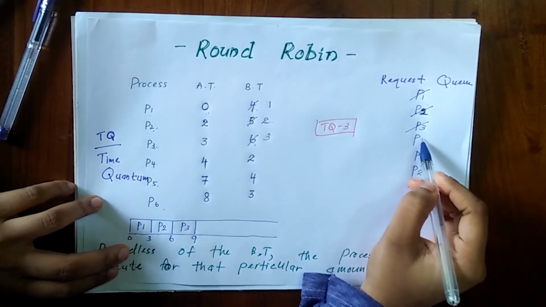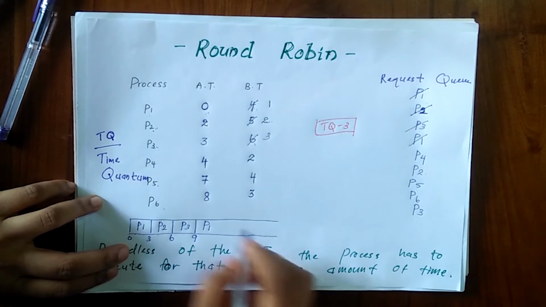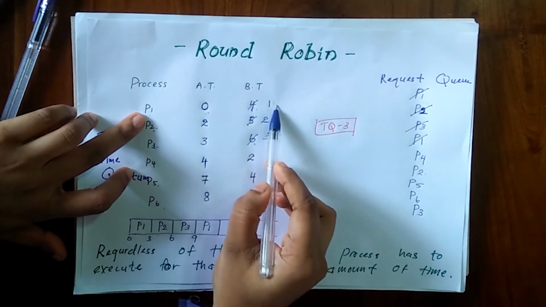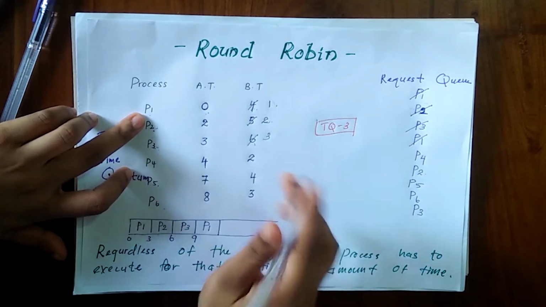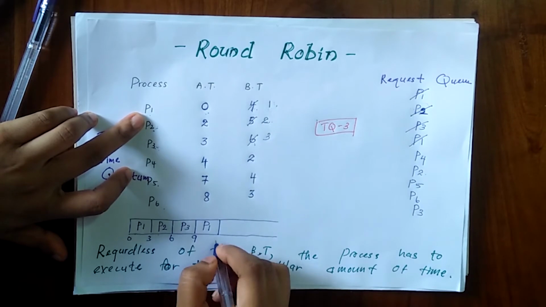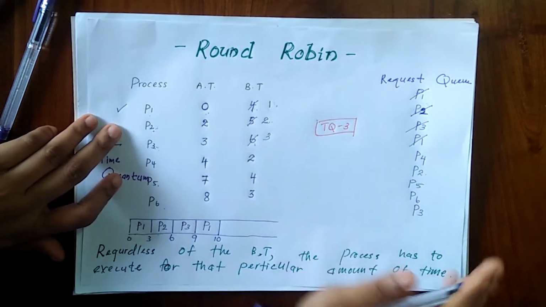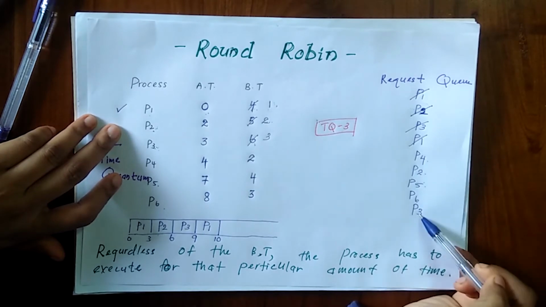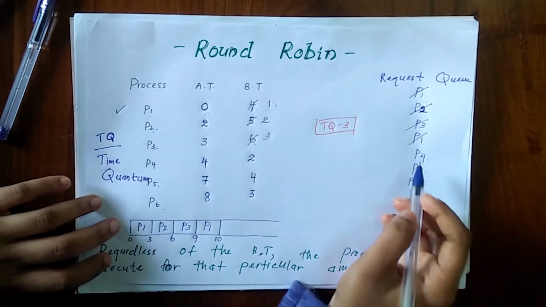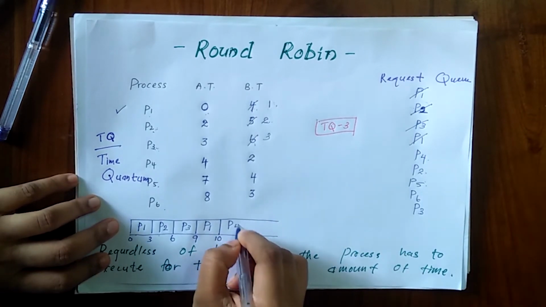after P3, we place P1 here, and P1 you can see it is only 1 second left. So without any doubt we can add this one here, right? And we are done with P1 now. P1, it is not in the queue anymore. So we are completely done with P1. And then P4. So we can write P4 here.